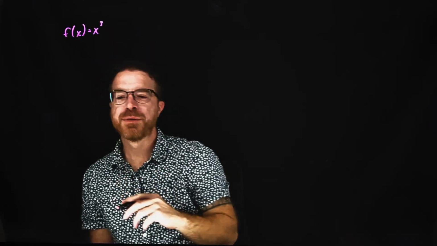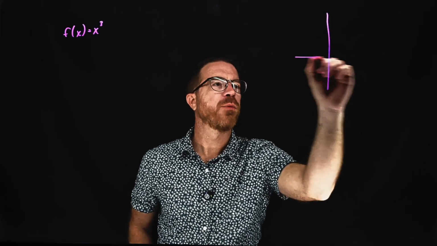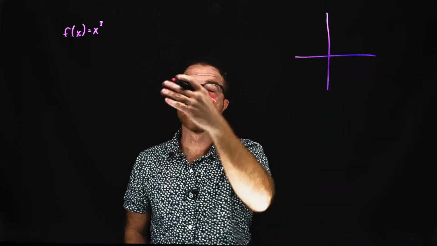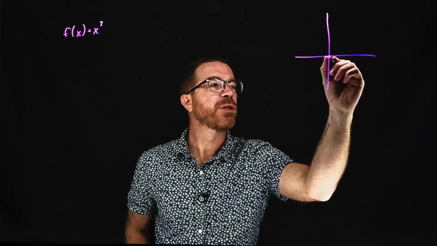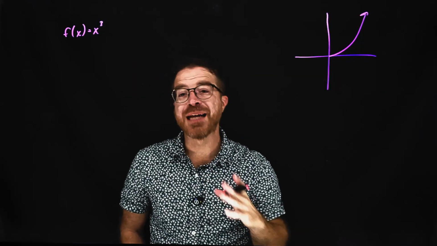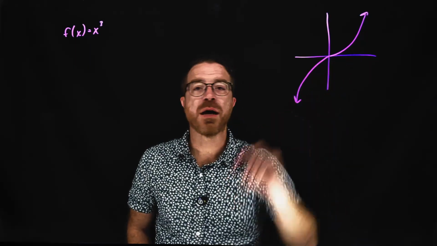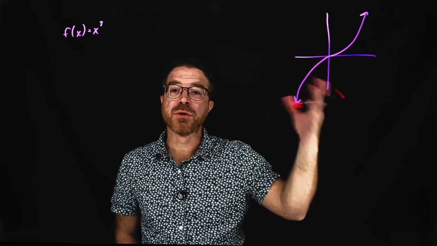What about if we had the function f of x equals x cubed? So just like before, if I were to quickly draw this, what is this going to look like? Well, as I plug in positive values, they're going to grow exponentially. So it's going to grow like this. As I plug in negative values, because it's now an odd function, this means that it will also stay negative. So therefore, it's going to look like this.